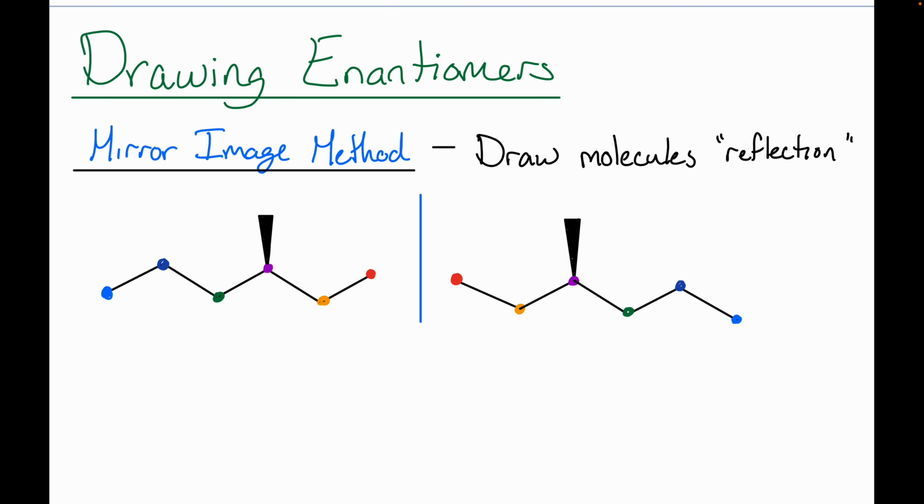All right, so we can draw the enantiomer of our molecule of interest by drawing a mirror image reflection of that molecule. All right, that would be one way that we could draw an enantiomer. All right, let's do another way. We're going to call this our dash to wedge method.